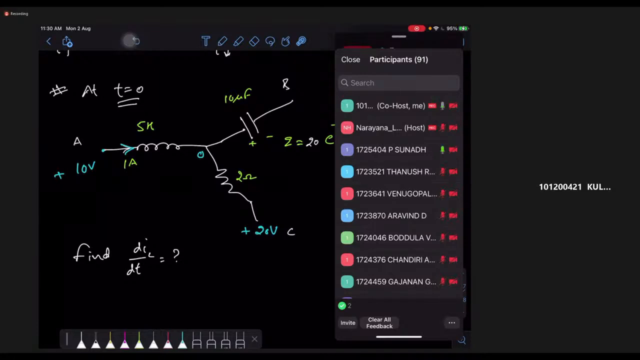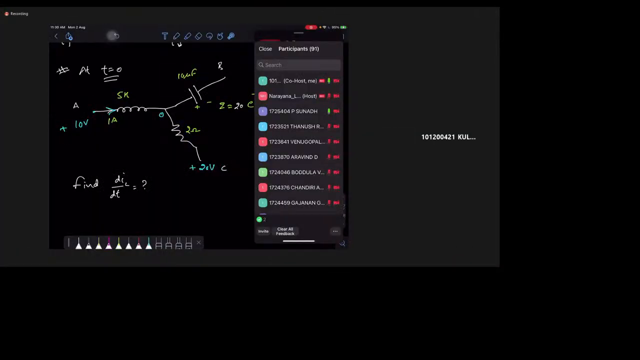So now, what does di by dt mean? Di by dt does not mean the current passing through the inductor. Di by dt means how fast your current is changing. Derivative means what? Rate. Yes, sir, rate. So it is just a rate only. It is not 1 ampere. This 1 ampere current is going to be changed.